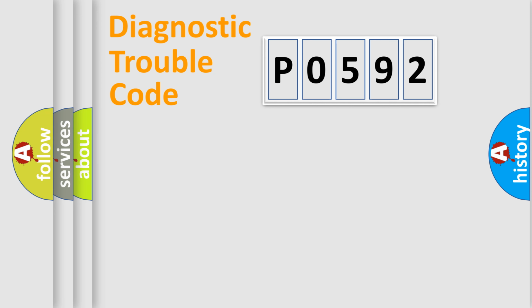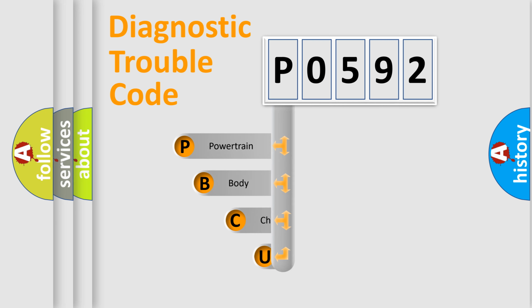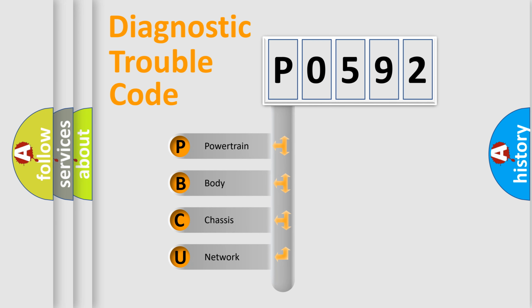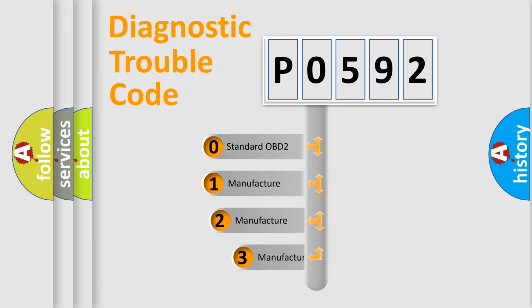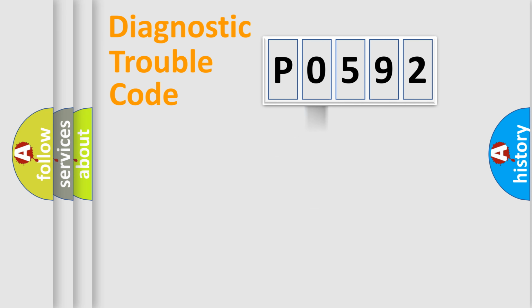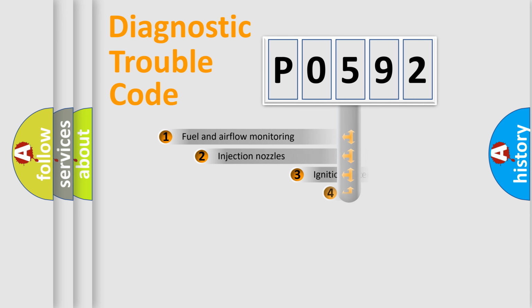Let's do this. First, let's look at the history of diagnostic fault code composition according to the OBD2 protocol, which is unified for all automakers since 2000. We divide the electric system of the automobile into four basic units: powertrain, body, chassis, network. This distribution is defined in the first character of the code. If the second character is 0, it is a standardized error. In the case of numbers 1, 2, 3, it is a more prestigious expression of a car-specific error.